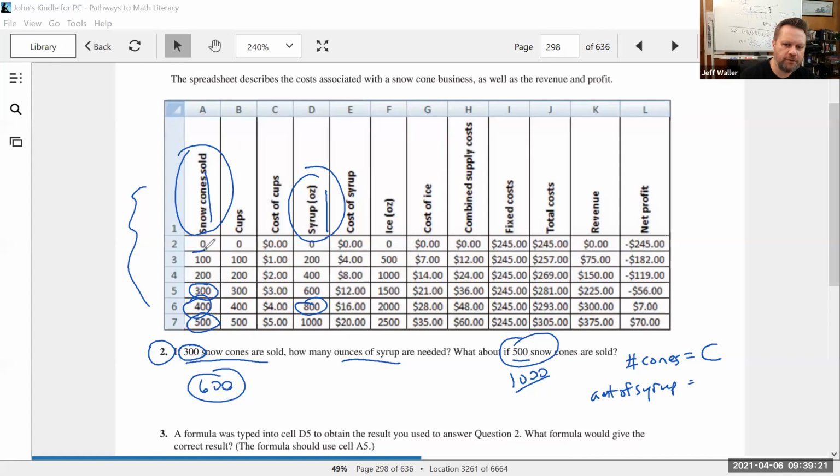Whatever number of snow cones I need, it doubles. So what's the amount of syrup I need if I want C cones? If the number of cones I want is C, how much syrup do I need in ounces? 200. No. 200 would be if C was exactly 100. I am just saying any amount of snow cones. How do I figure out how much syrup? I heard times 2. 2C. All right, let me stop for a minute.